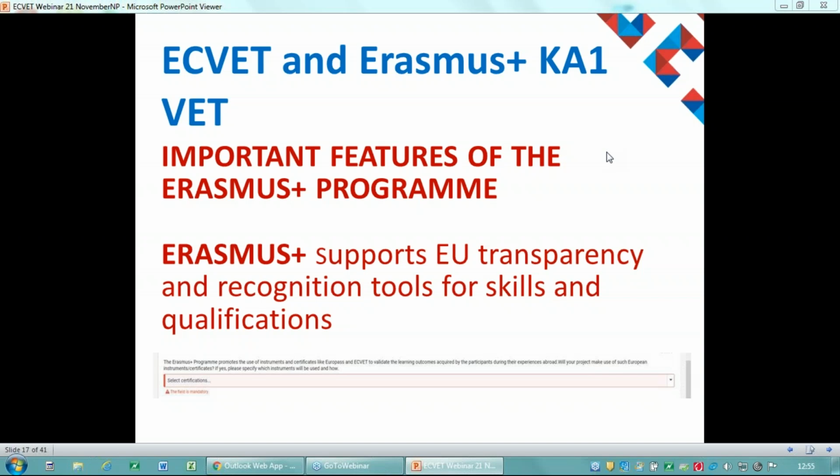ECVET applications. I've been applying for Key Action 1 vocational mobility projects since 2014 and previously with Leonardo da Vinci. I apply for consortium applications on behalf of the further education colleges in Wales. We send probably about 300 to 400 vocational learners and or apprentices on 2 to 3 week work placements every year through the consortium project that we managed.